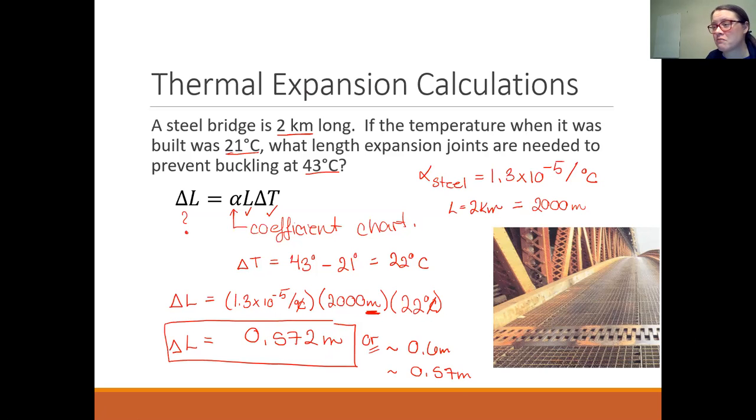2 kilometers is a decently long distance, so that sounds about reasonable. If you divided it between, say, 10 expansion joints, each of them only ends up being 5 centimeters. That's not enough to impact a tire. And if you think about how much space is between each of these fingers, that sounds like a reasonable quantity.